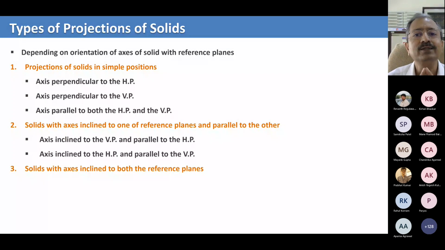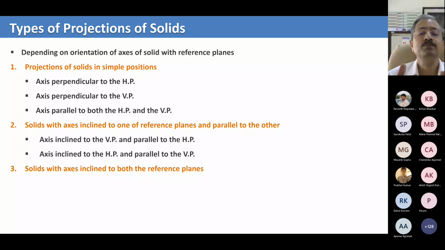Now we'll talk about projections of these 3D shapes. That depends partly on the orientation of the axis of the solid. By axis, of course, I mean the axis of a cylinder or a sphere or even a cube; you can define an axis of the cube, right? So depending on the orientation of the axis of the solid with the reference plane, you can talk about different kinds of projections.